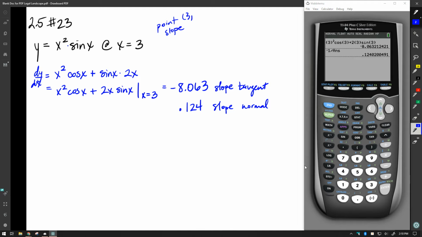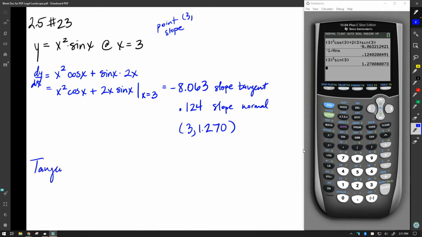The only other piece of information we need right now is the rest of the point. So when 3 goes into this function, what comes out? Well, we can say 3 squared times the sine of 3, and that gives us 1.270 there.